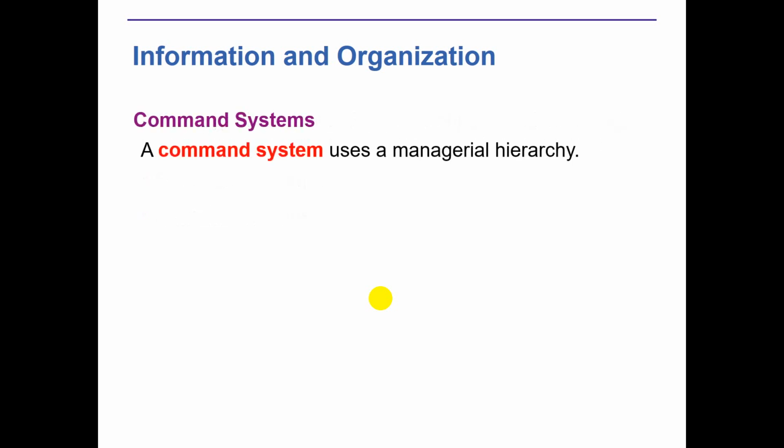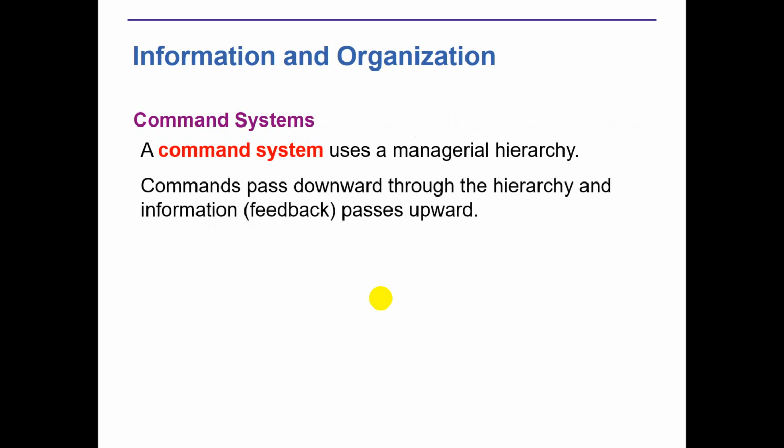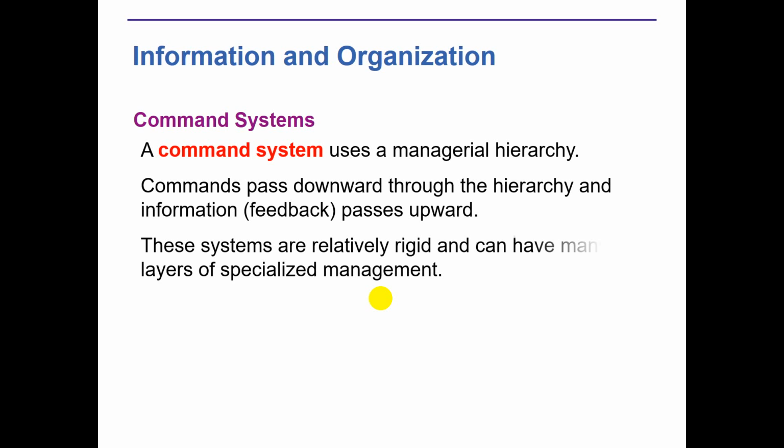In the command system, it uses a managerial hierarchy according to which the command is passed down through the hierarchy and information feedback comes from the same hierarchical process. So these systems are a little rigid and can have many layers of specialized management. Definitely, if there is a hierarchical structure, getting rapid decisions is difficult because you need a lot of channels to pass on your method or any information; you need to follow the hierarchy.